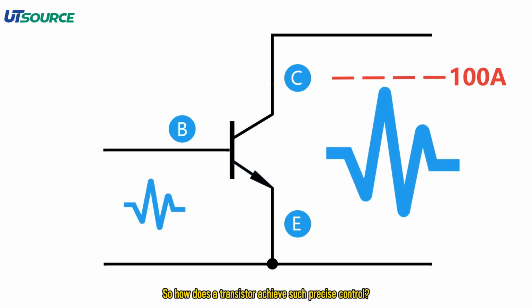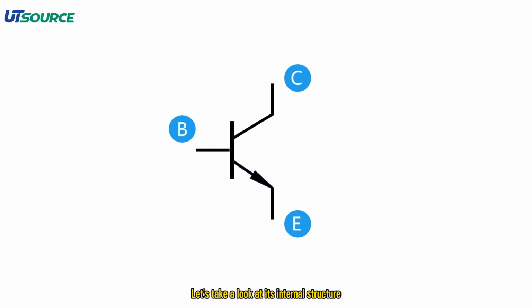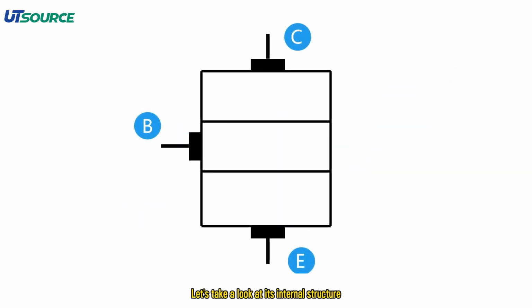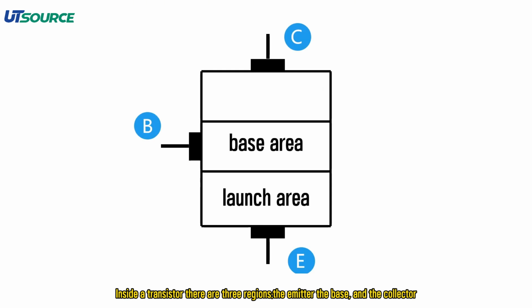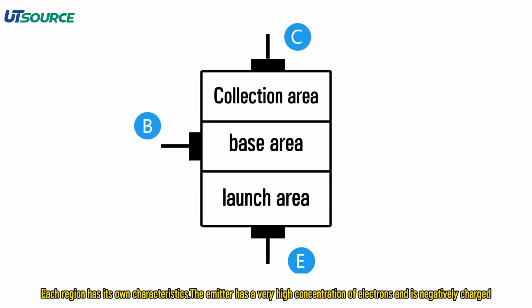So how does a transistor achieve such precise control? Let's take a look at its internal structure. Inside a transistor, there are three regions: the emitter, the base, and the collector. Each region has its own characteristics.